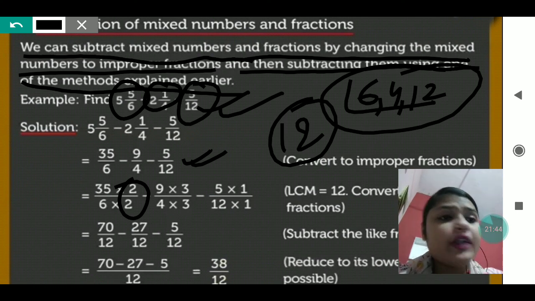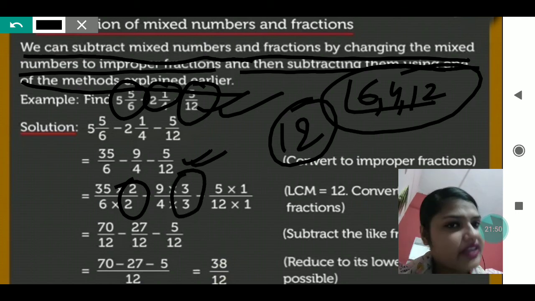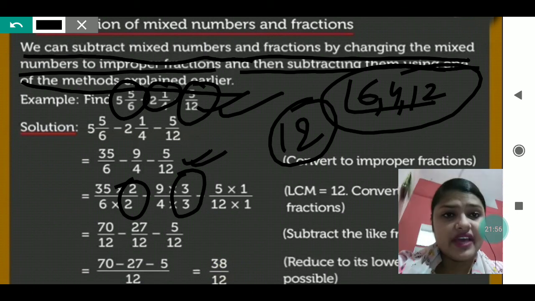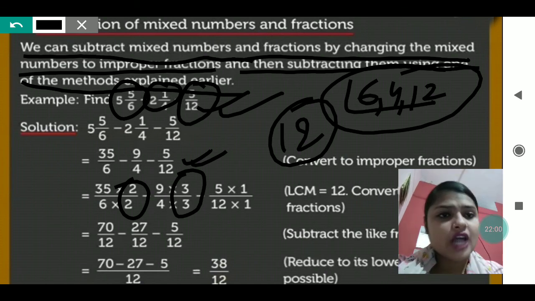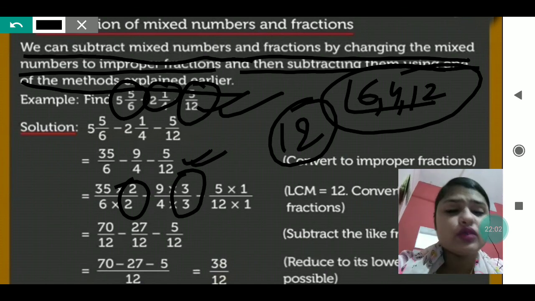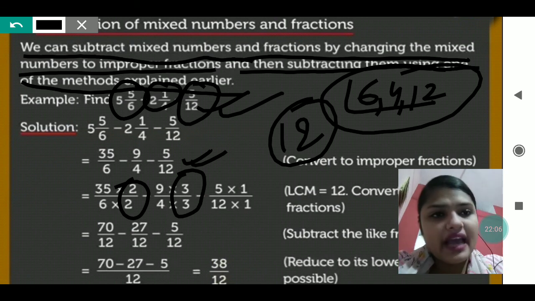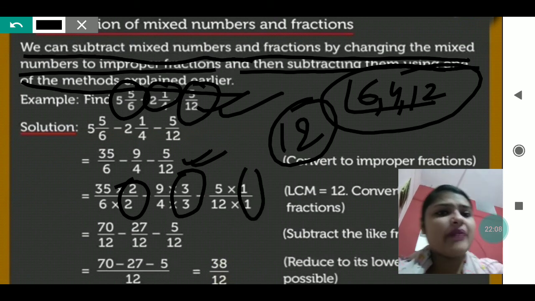Next, 4 into what will give 12 as a denominator? 4 threes are 12. So upside also with 3 only. 9 threes are 27. The second is 27 by 12. Now again, 12 into what will give 12? It's very easy. 12 into 1 is 12, and upside also with 1. So 5 by 12.